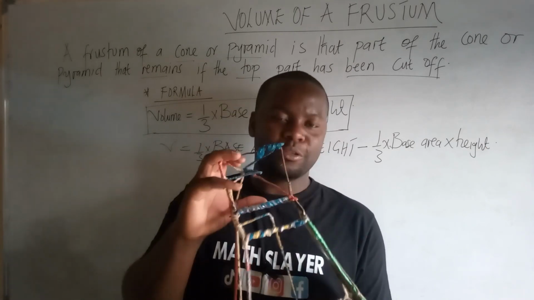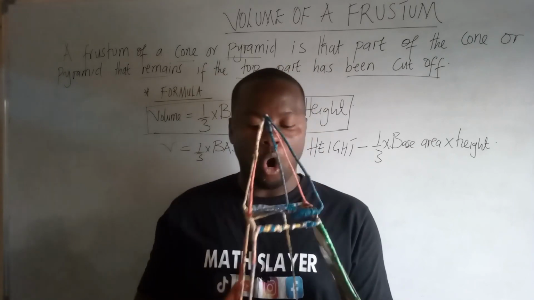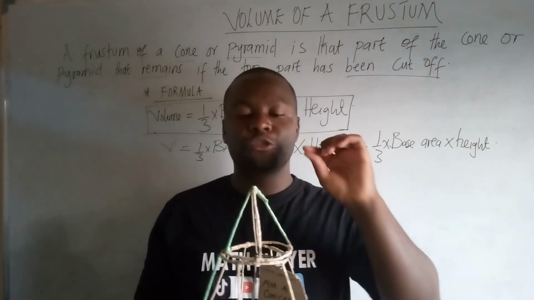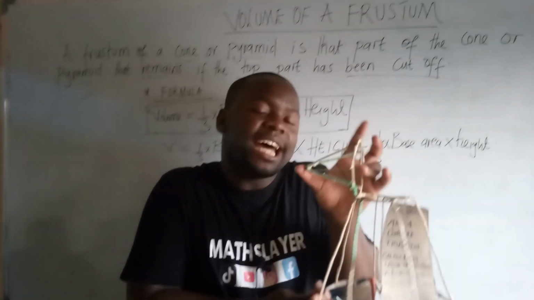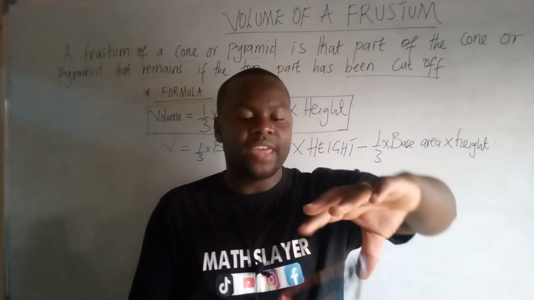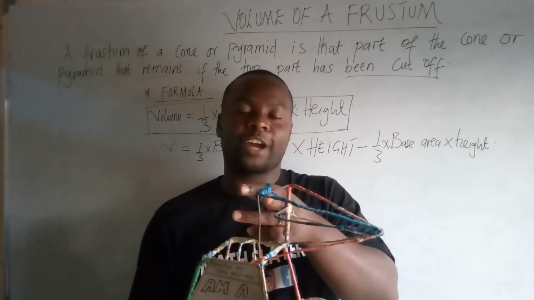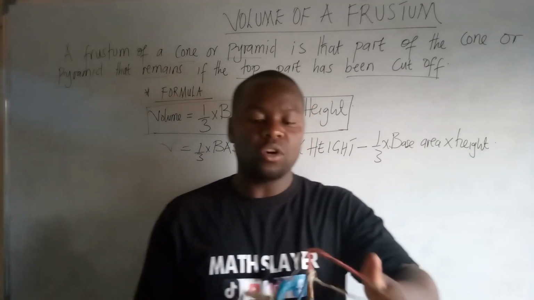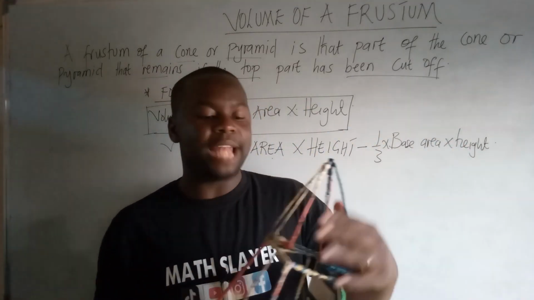However, for you to find the volume of the entire pyramid or the volume of the entire cone, first of all, you need to know the height. The height of the cone that was removed, or the height of the pyramid that was removed, from here up to here. That's where the concept of similar triangles comes in, because as you can see inside, you are able to come up with similar triangles.